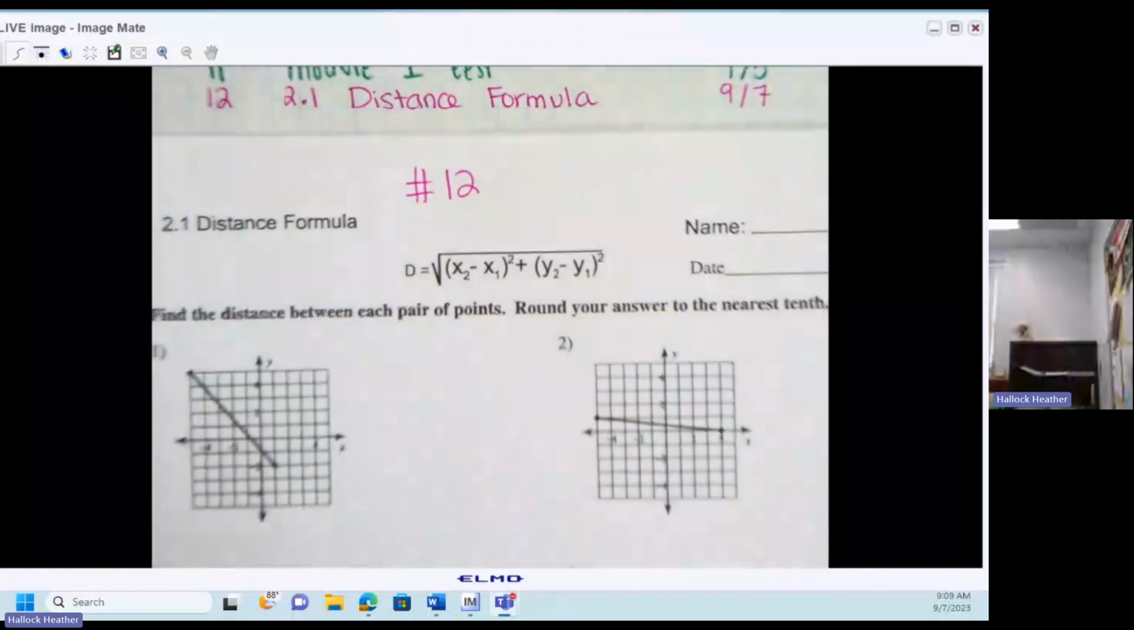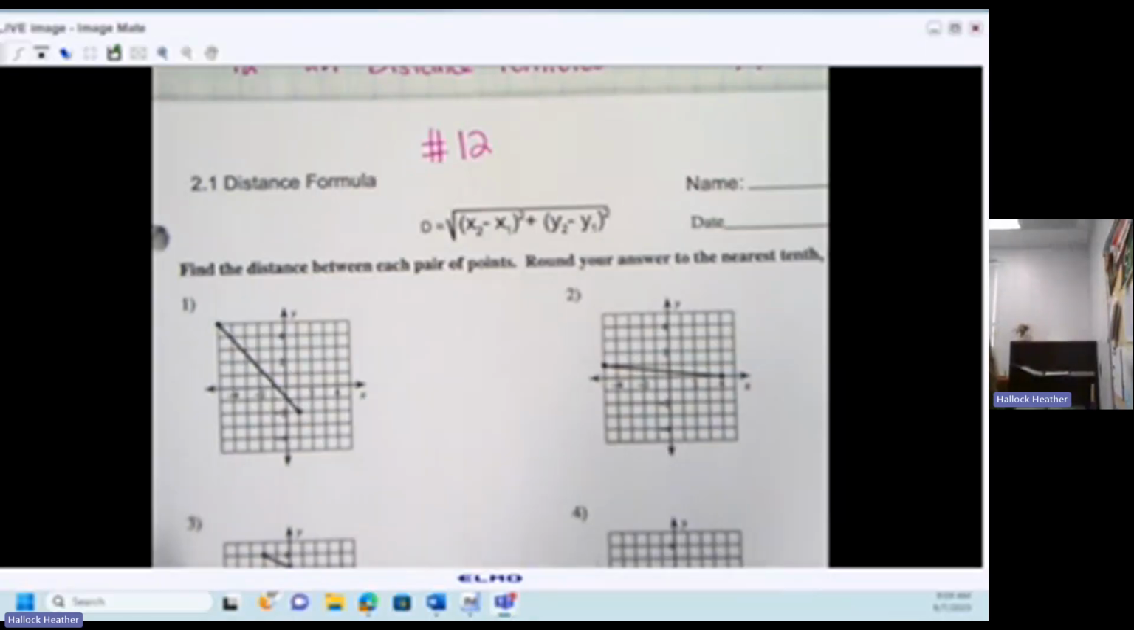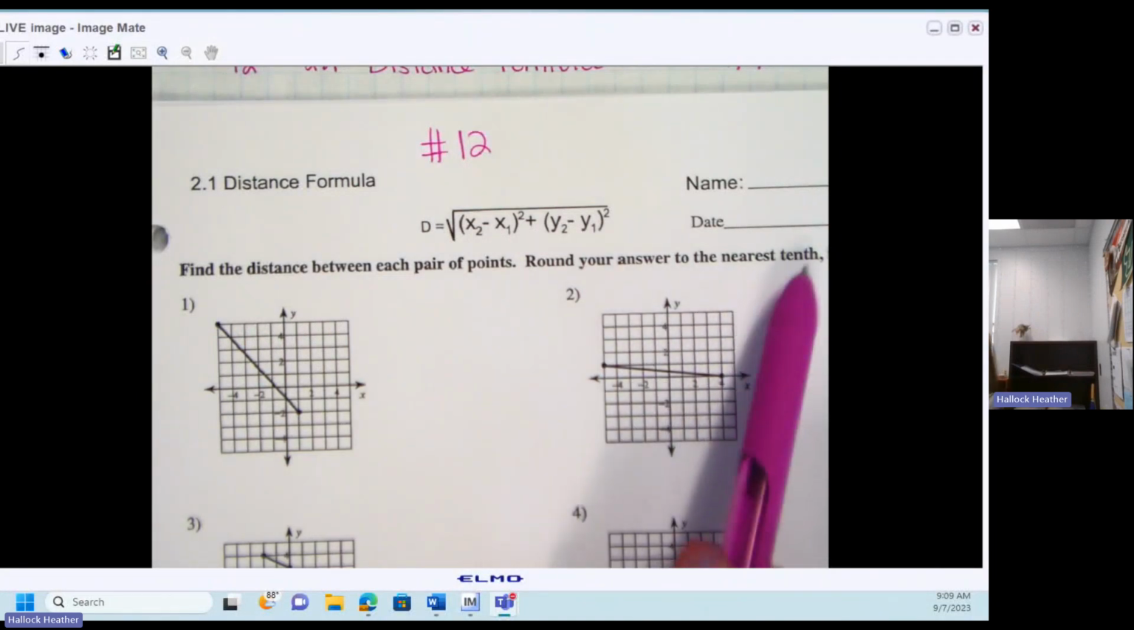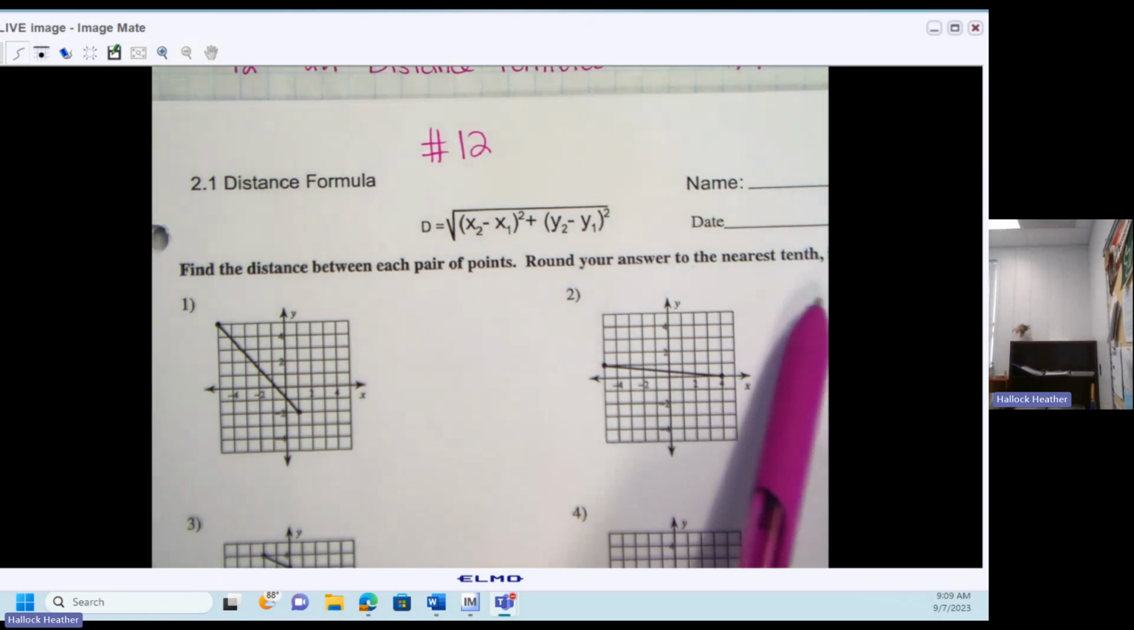For this, you're going to need a calculator. It says, find the distance between each pair of points, round your answer to the nearest tenth if necessary. Sometimes you're going to get a perfect whole number. Sometimes you're going to get a decimal. Most of the times you will get a decimal.